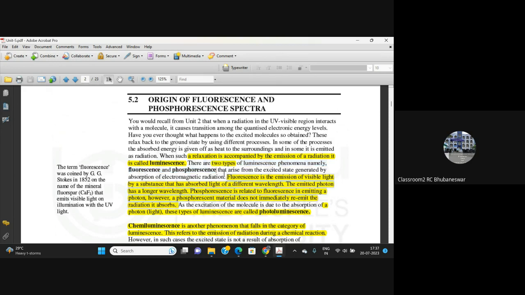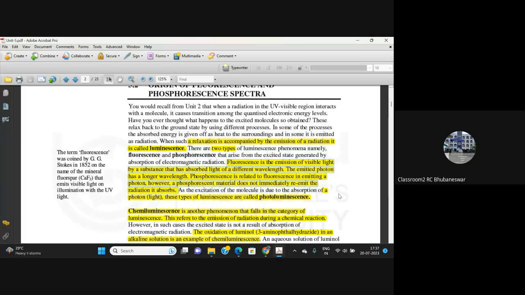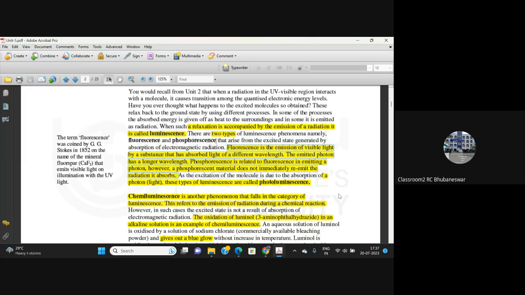So what is fluorescence? You need to understand this. Fluorescence is the emission of visible light by a substance that has absorbed light of a different wavelength, and the emitted photon has a longer wavelength. Remember this point. I will discuss the subsequent parts by showing figures. Phosphorescence is related to fluorescence in emitting a photon.